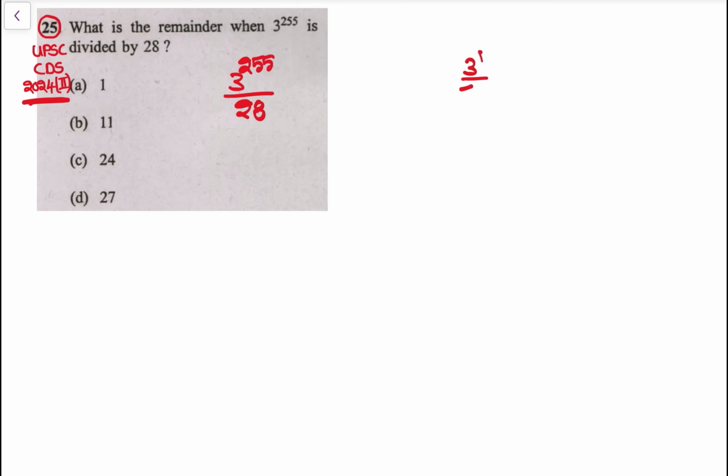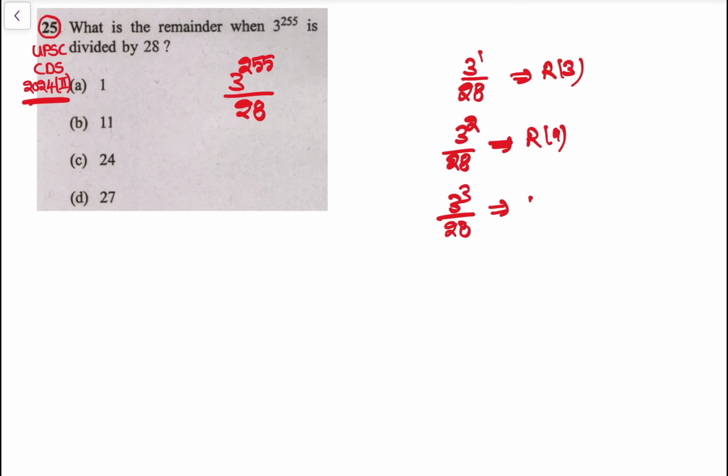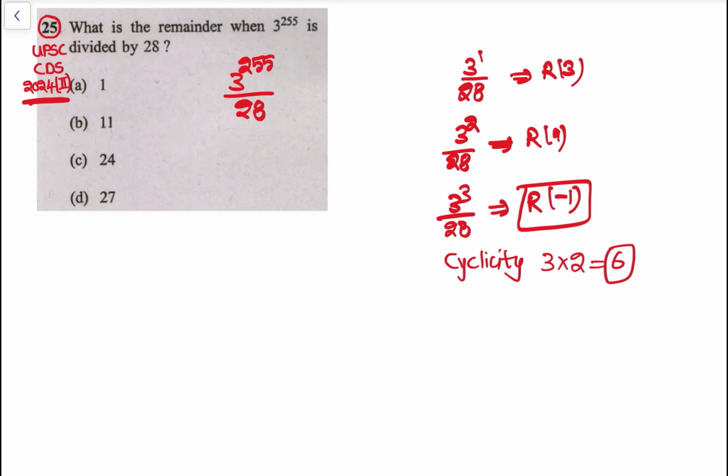See, 3 to the power 1 upon 28 is remainder 3. 3 to the power 2 upon 28, that is 9 upon 28, is remainder 9. Then 3 to the power 3 upon 28 is 27 upon 28, remainder minus 1. अब जब remainder minus 1 आता है cyclicity से, cyclicity would be double. So that is 3 into 2, that is 6 would be the cyclicity. 3 to the power 6 upon 28, if you do it, you will get remainder 1. So 6 is the cyclicity.